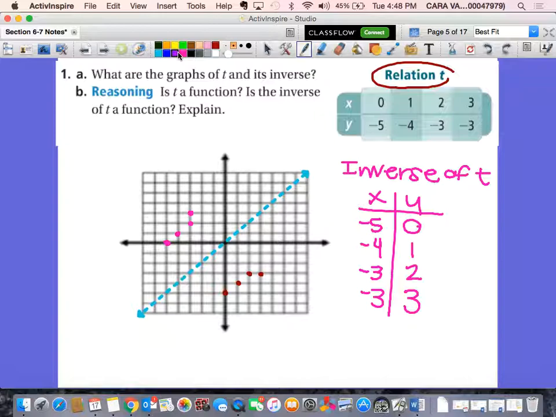Now I'm ready to answer part B. It says, is T a function? Well, let's look at the x values. Do any of them repeat? No. So this is a function. So we would say yes. No x values repeat.